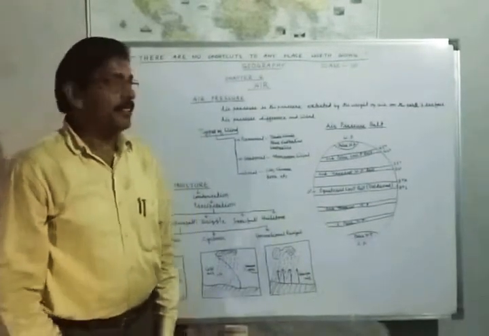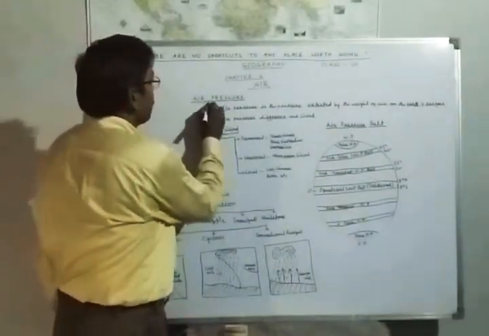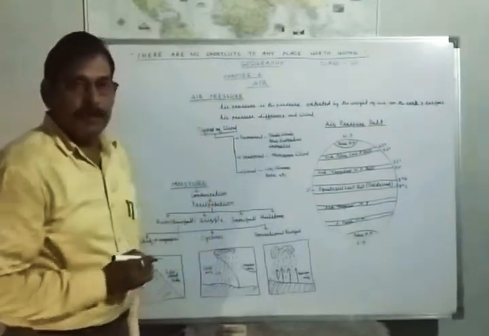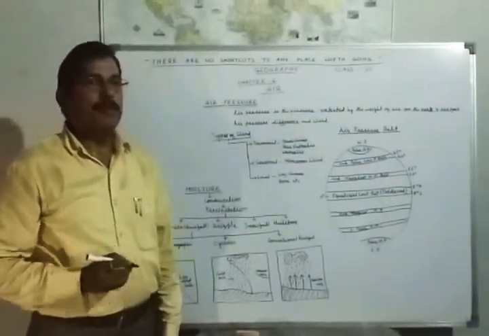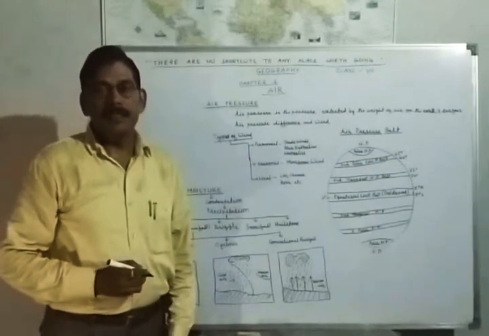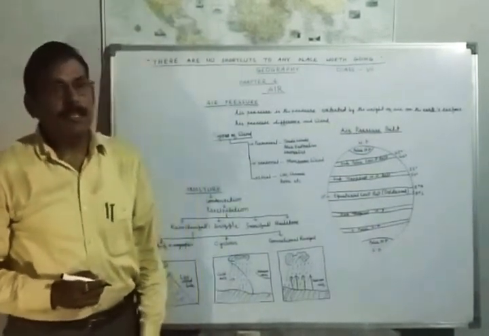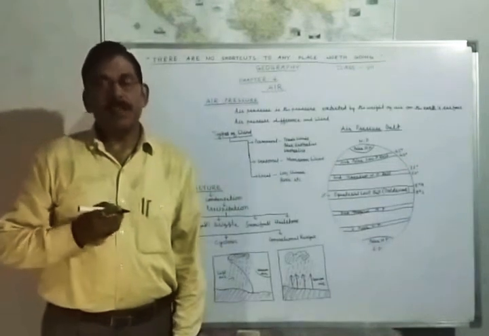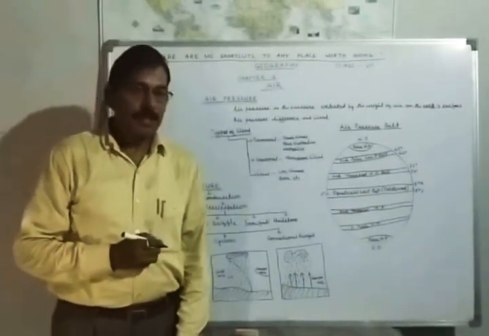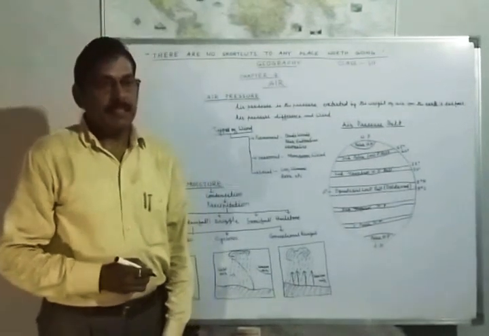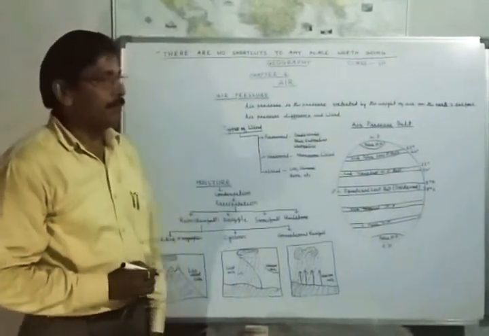Children, my next topic is air pressure. What is air pressure? Air pressure is the pressure exerted by the weight of the air on the earth's surface. Children, you know, if air did not exert pressure on us, we all would start floating in the air. But this air pressure is controlled by the temperature.